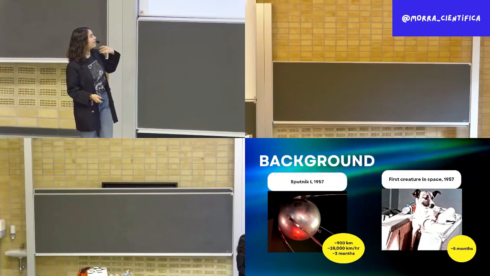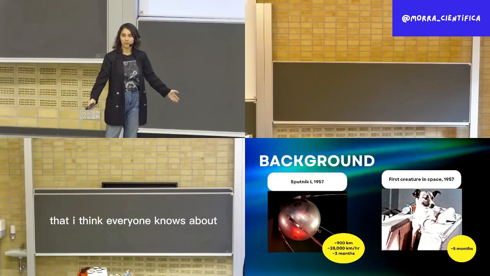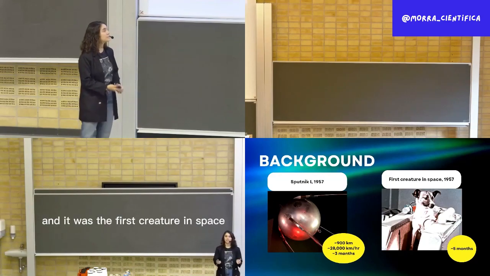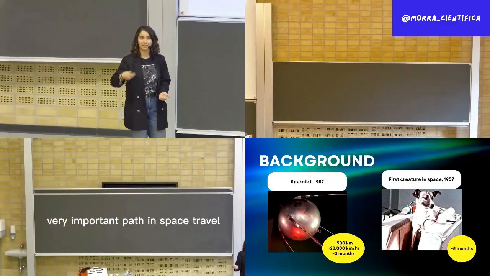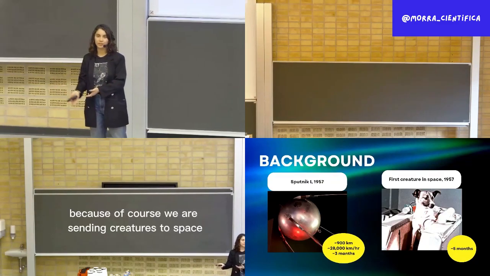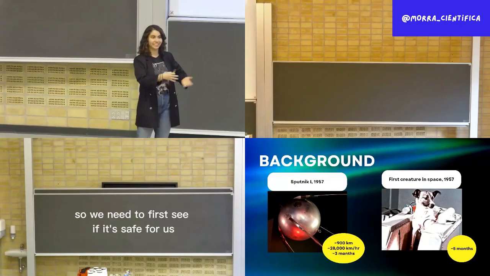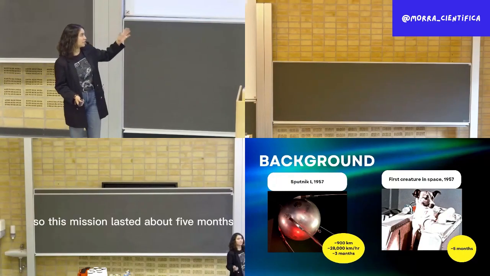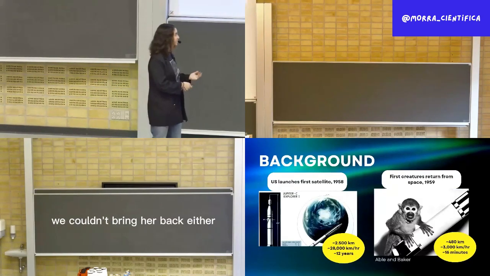And then the same year, they sent Laika, that I think everyone knows about, this special dog. They sent her to space, and she was the first creature in space. So this was also a very important step in space exploration, because of course we are sending creatures to space because we want to send humans there. So we need to first see if it's safe for us, and then we can actually send a human. This mission lasted about 5 months. Unfortunately, we couldn't bring her back either.